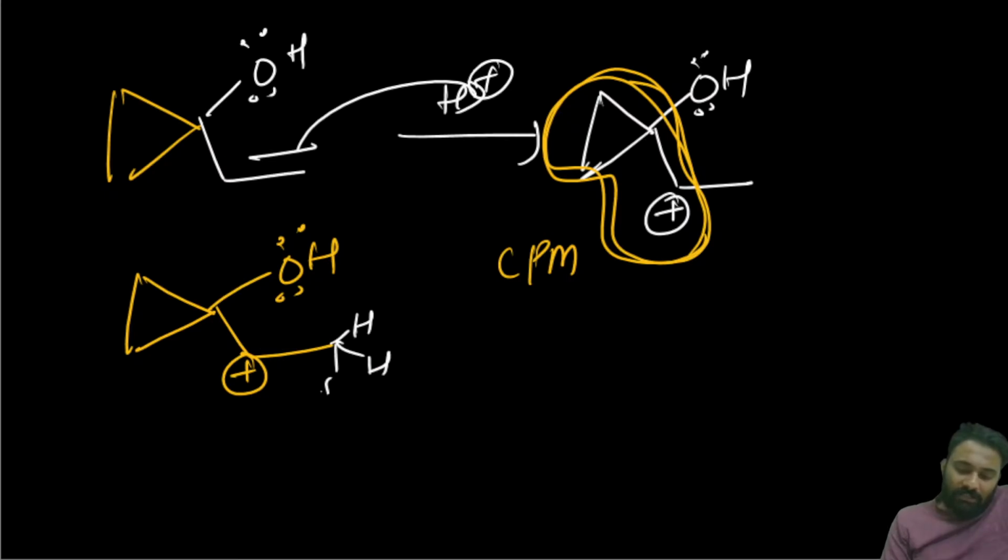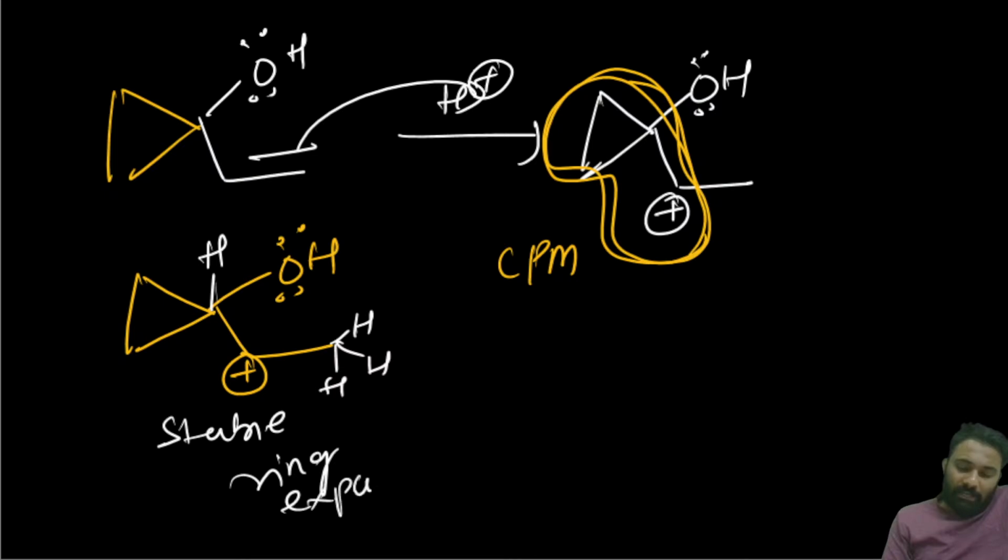If we do the hydride shift, it will become a 1 degree carbocation. Here if you do the 1,2 hydride shift, it will become a more unstable carbocation. So to stabilize this carbocation, what will happen? Ring expansion will happen. Ring expansion. Then how will the ring expansion happen?